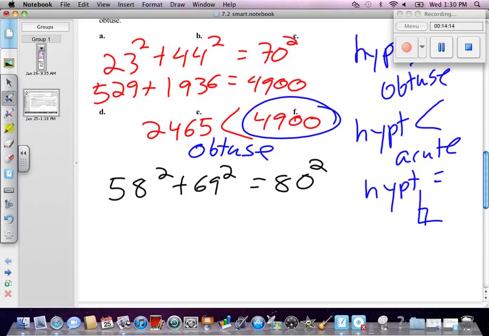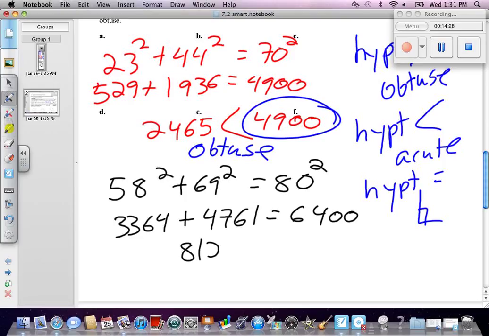We get 3,364 plus 4,761 equals 6,400. We add these two together, and we get 8,125 and 6,400. Abby, which one's bigger? 8,125. Abby, which one is the hypotenuse? 8,125. Look above. See how you're adding those two together? That can't be the hypotenuse. The hypotenuse is always by itself. You see that? Yes, I do. Okay. So this is the hypotenuse, the one above.